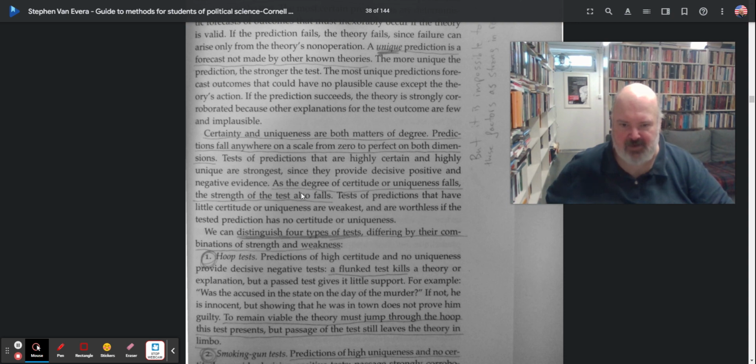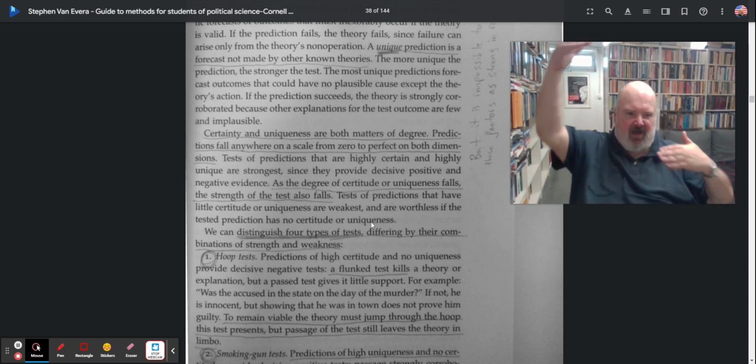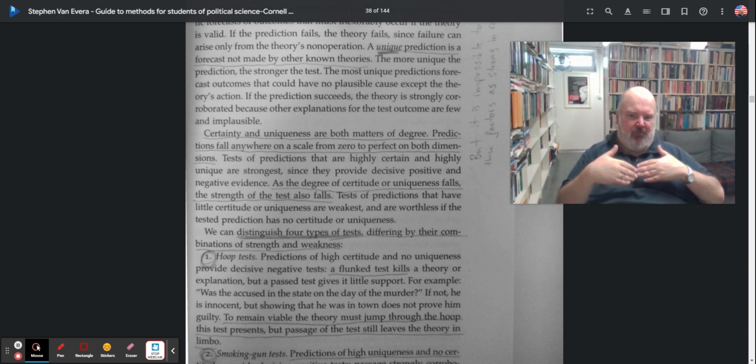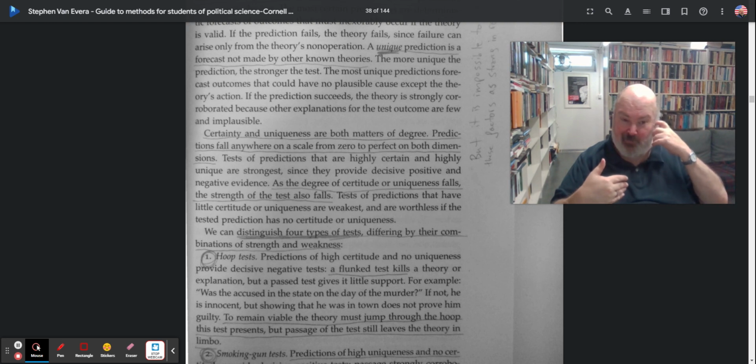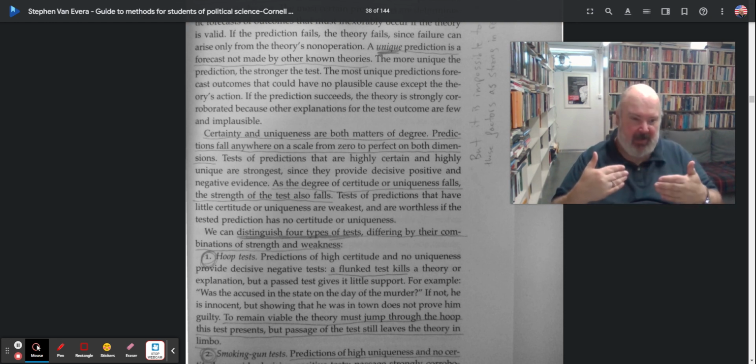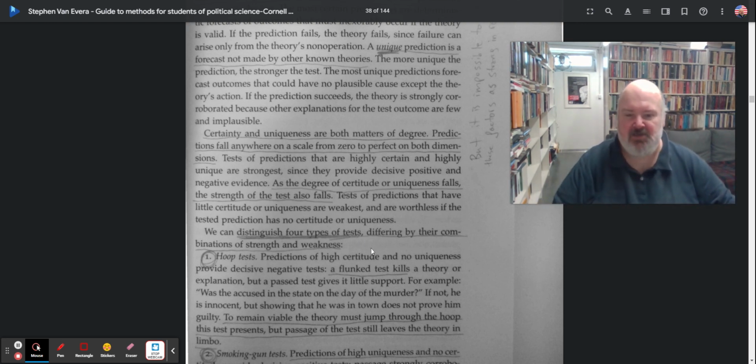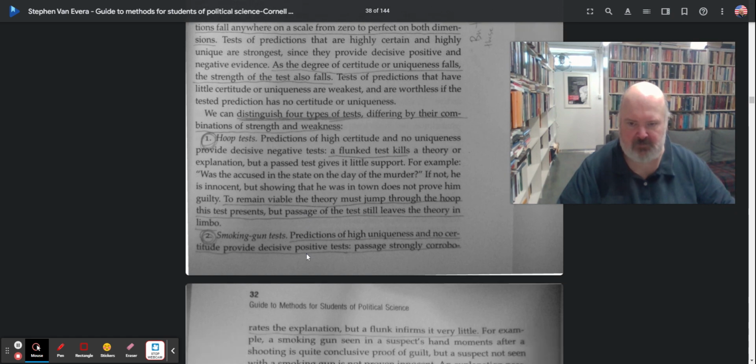In other words, these are the strongest: highly certain and highly unique, and they provide the decisive negatives, right? And the one who does nothing is the weakest. So we have the highest and the weakest. But then we have other types that are low in one category and high in the other, and vice versa, right? So let's do the four types of tests, which are combinations of strengths and weaknesses.